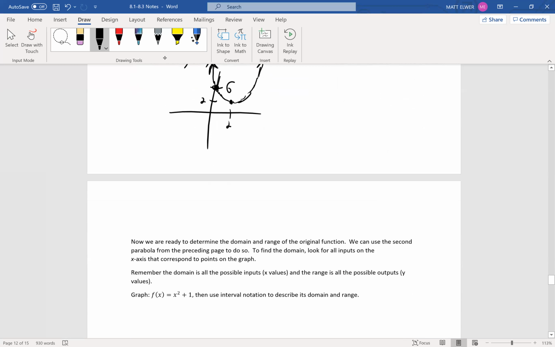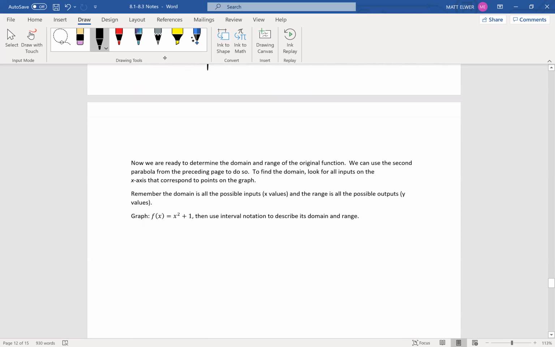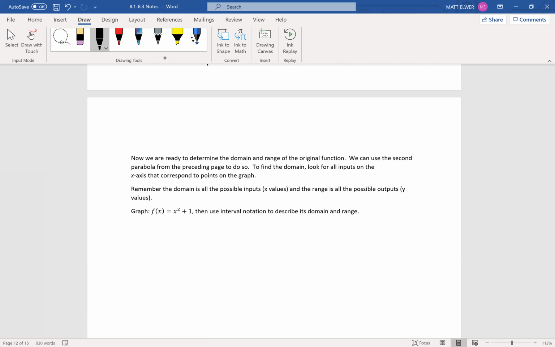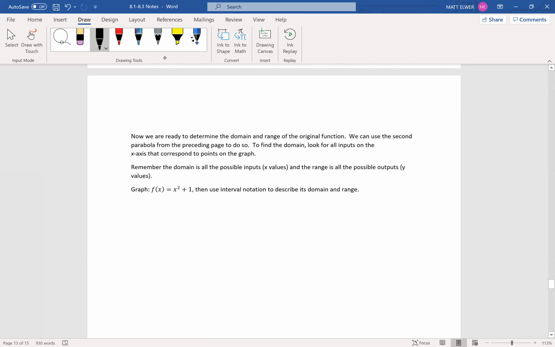Okay, so what we can do now is specify a little bit more about these. We can determine the domain and range of the original function. We could use the second parabola from the preceding page, so I'm going to skip that. I made my own one up, so we're going to have another one here.